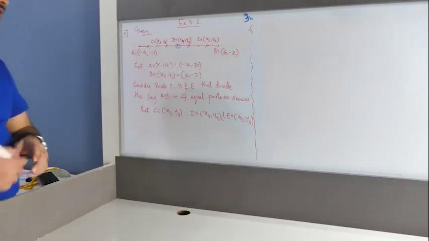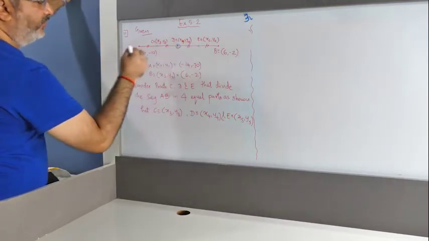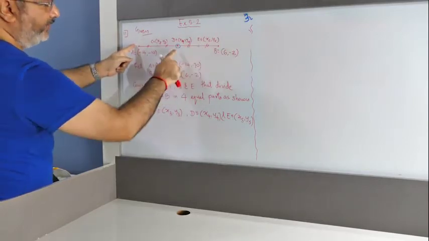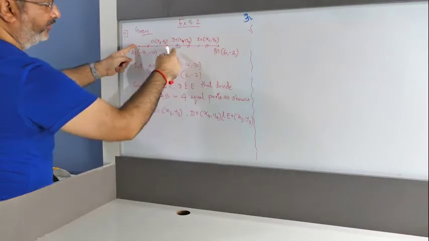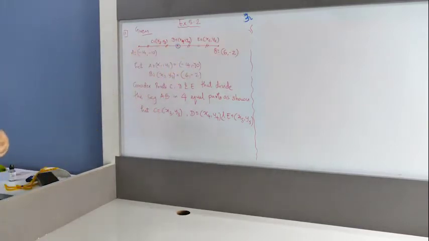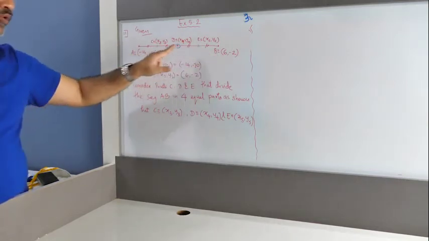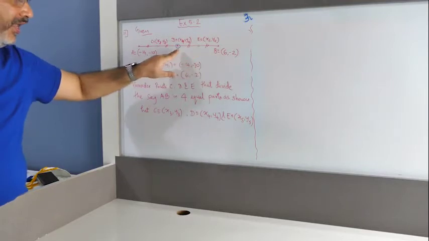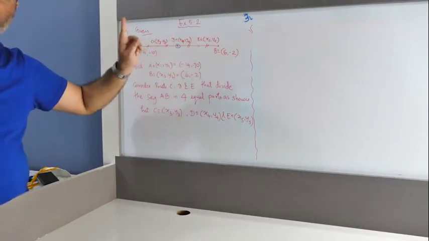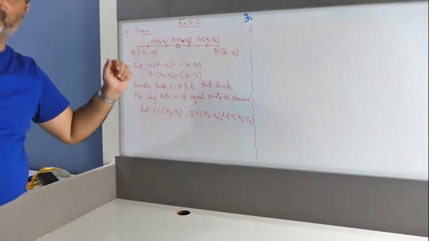How? Let's see. This point D will be the midpoint of AB. Can you see that? This is AB. D will act as the midpoint of AB, exactly at the center of AB. So, using the endpoints A and B, you can use the midpoint formula and get the coordinates of D. That is step number 1: get the coordinates of D by midpoint formula.